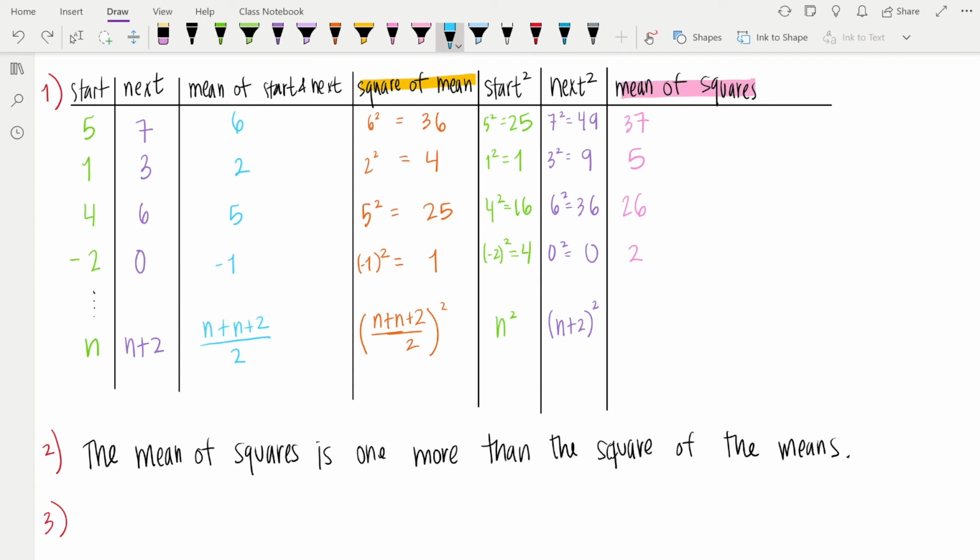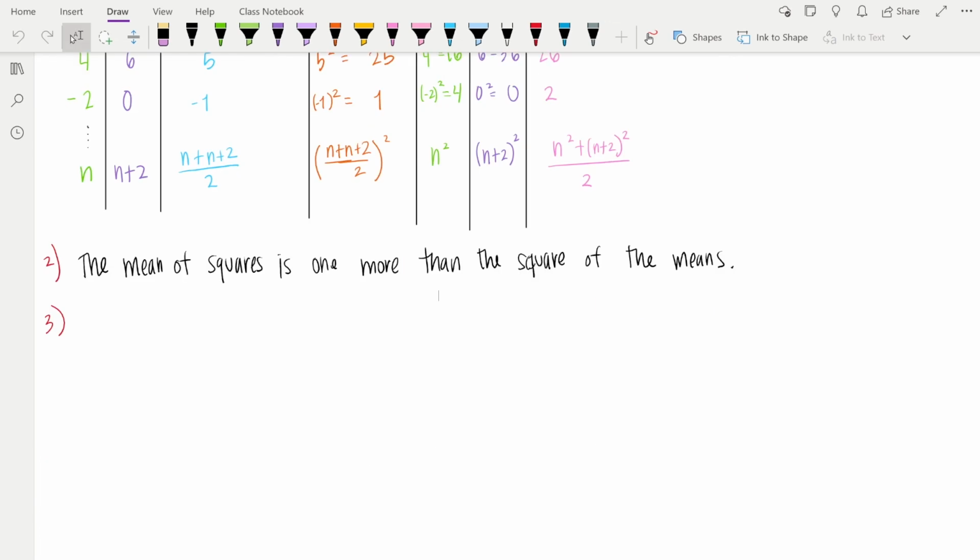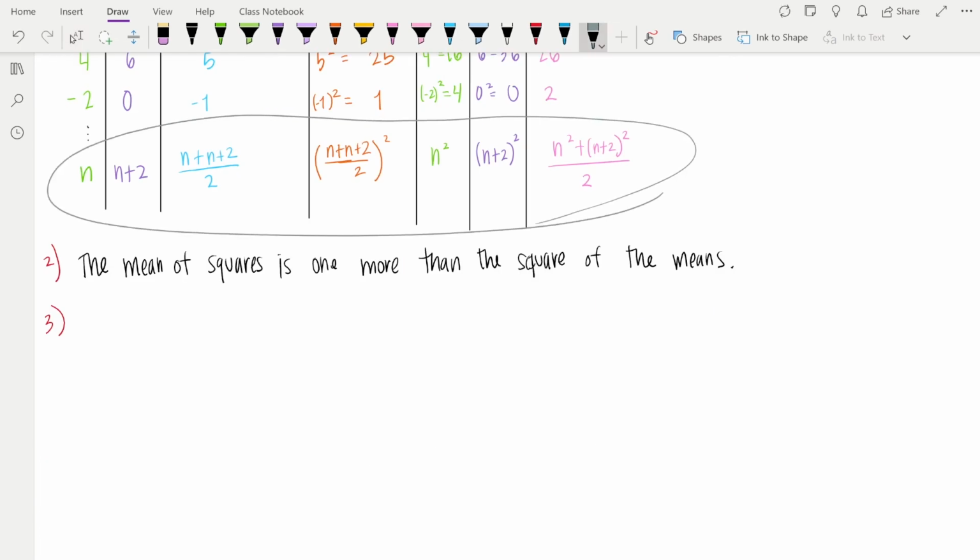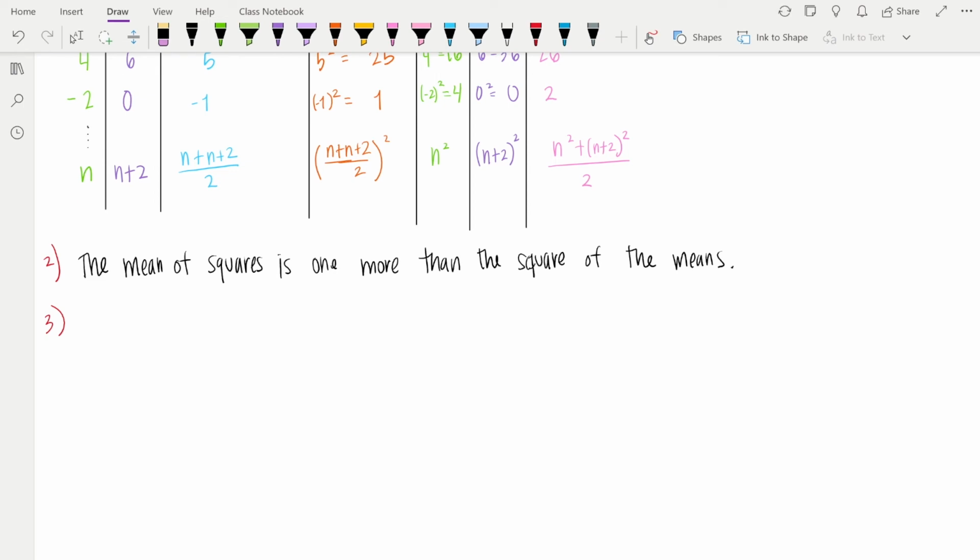And lastly, I have the pink column, and it's the mean of the squares. So it's the mean of these two. We get the mean by adding them together and dividing by 2. I've added my variable column to my table to see how I calculated it. And now I just need to fill in the blanks.